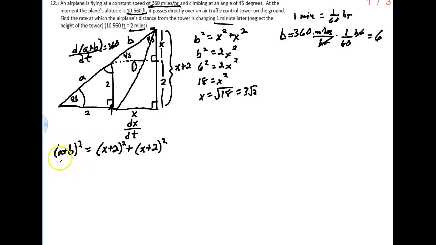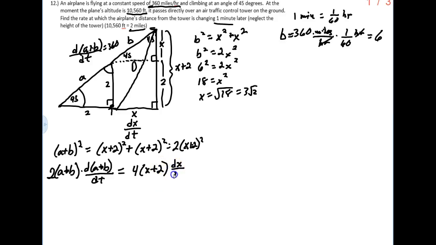All right, so now I'm going to take the derivative here. The derivative of (a + b) squared is 2 times (a + b) to the first times the derivative of (a + b), which is d(a + b)/dt, equals. Now, this thing already, if you put it together, was (x + 2) squared, and so its derivative would be 4 times (x + 2) to the first times the derivative of x with respect to t.